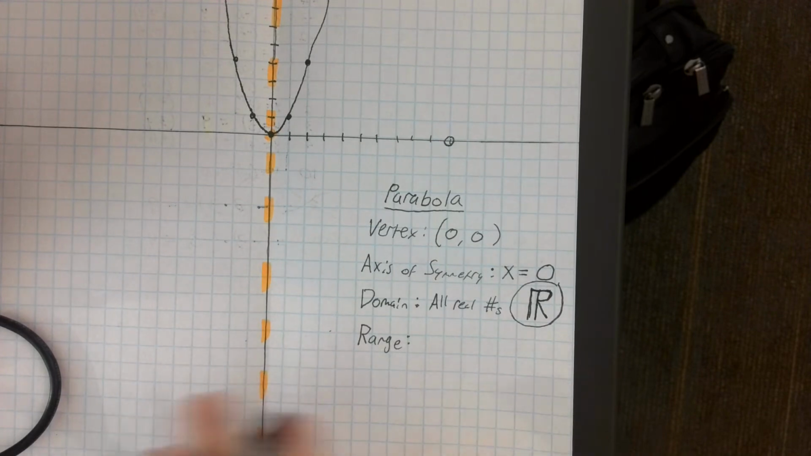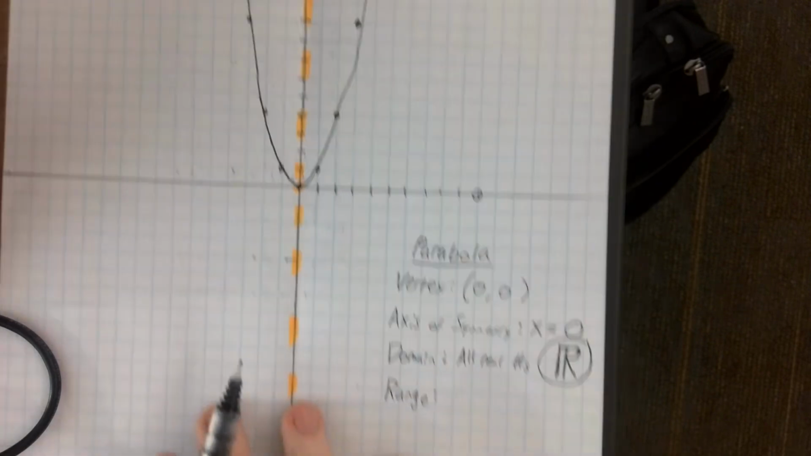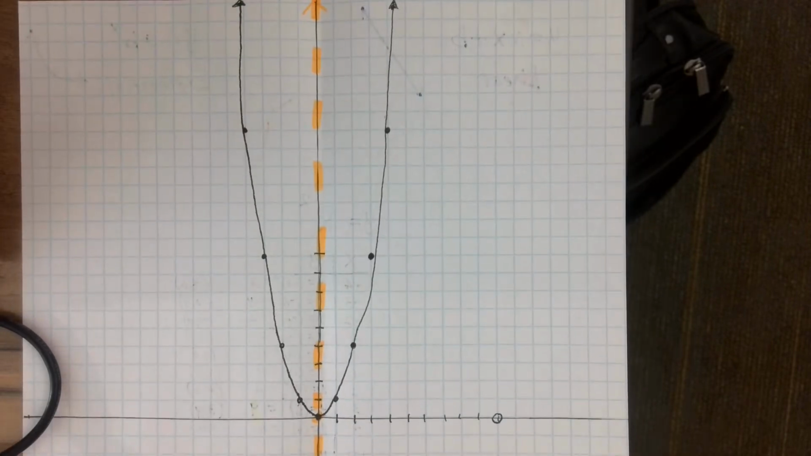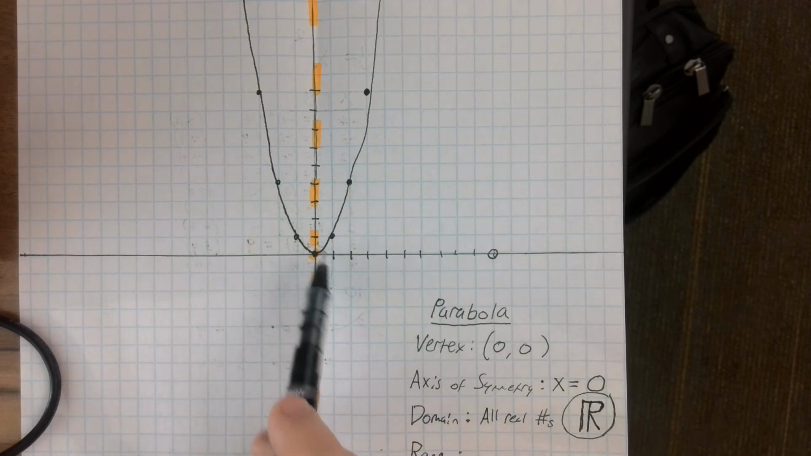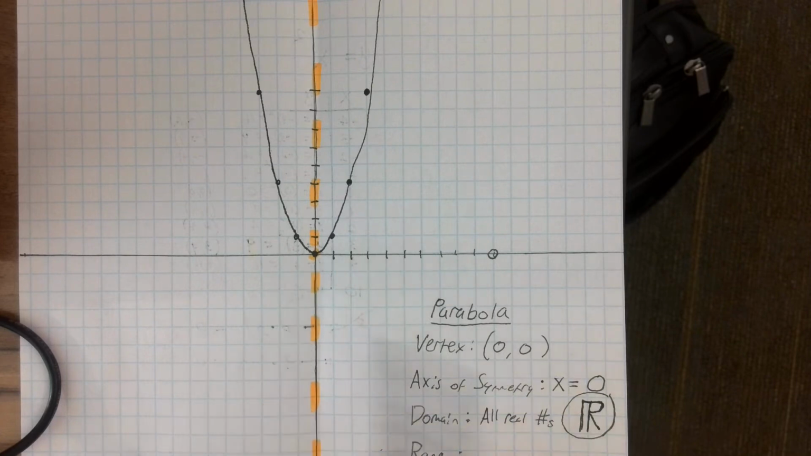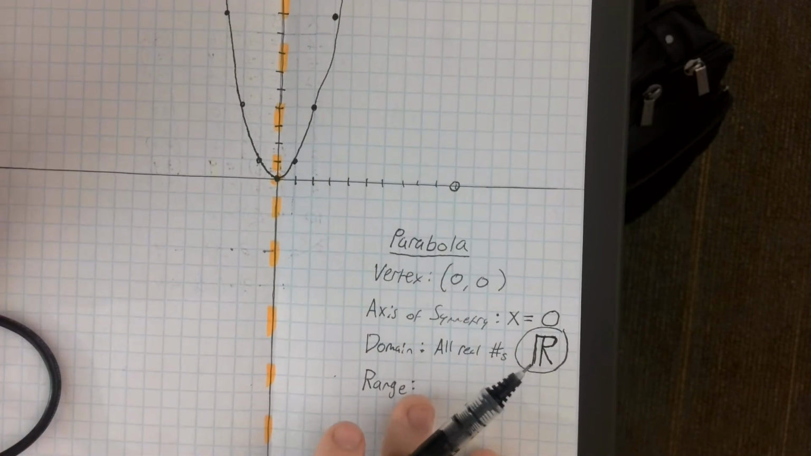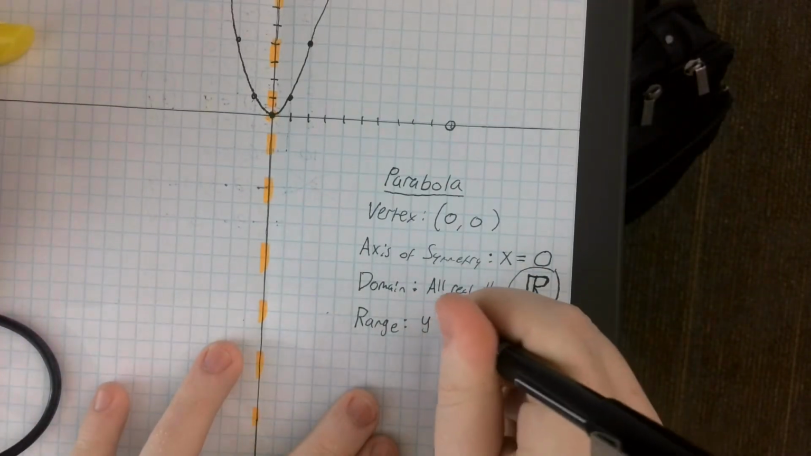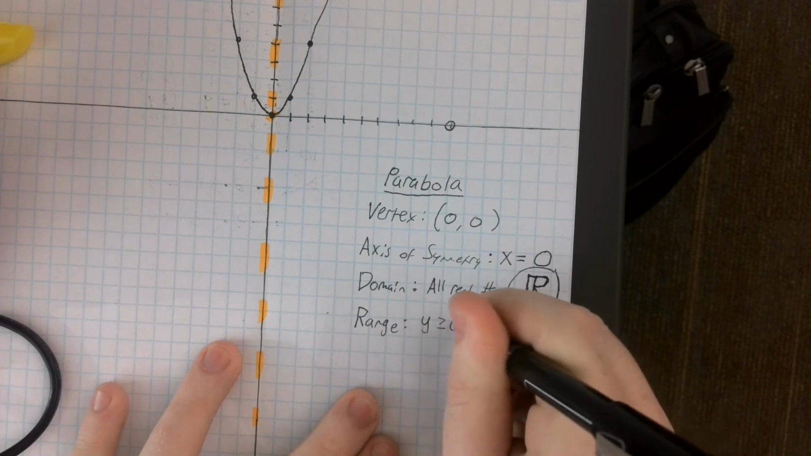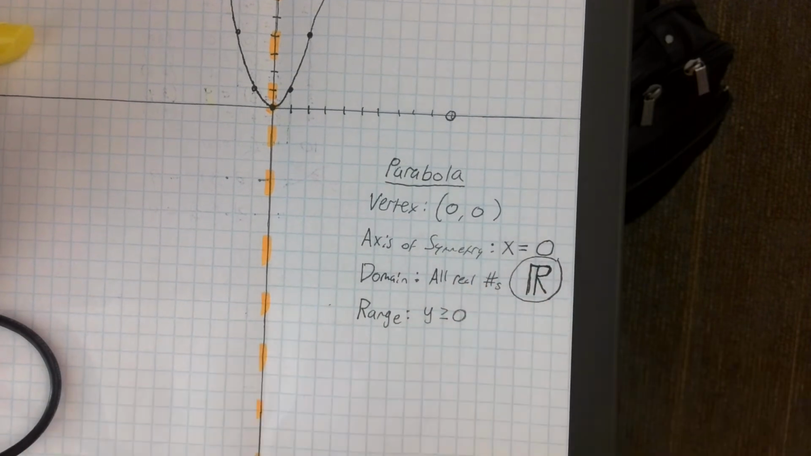The range is a lot like the domain. It's trying to figure out how high up or low down the graph can get. But this time, is there a restriction to how high or low it gets? Well, it's always going to keep going up, but does our graph ever dip into the negatives? No, it has a lowest point. Our range is that the y value can be anything as long as it's bigger than 0. So the range is y is greater than or equal to 0.